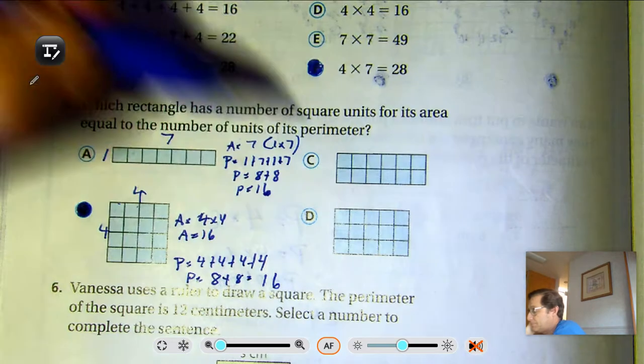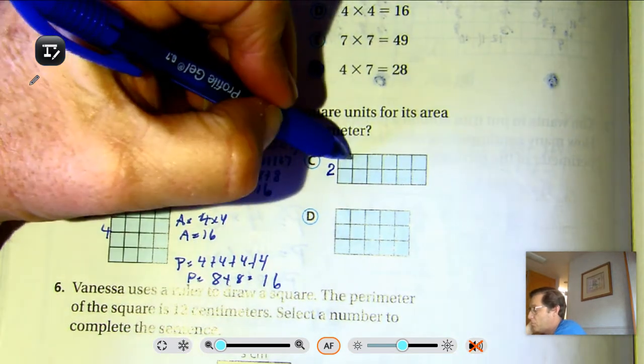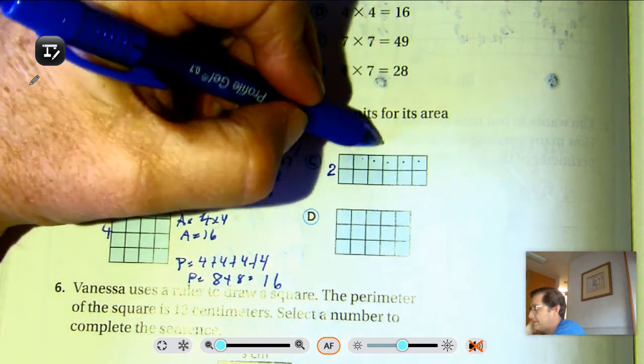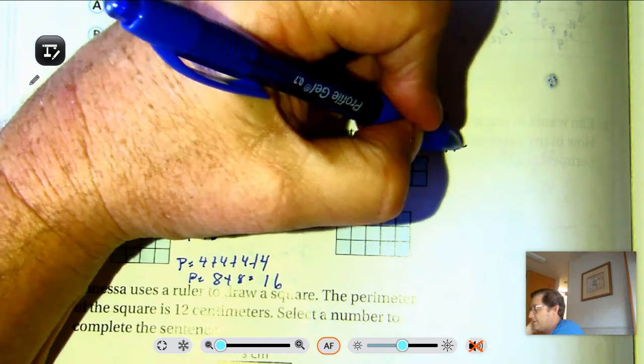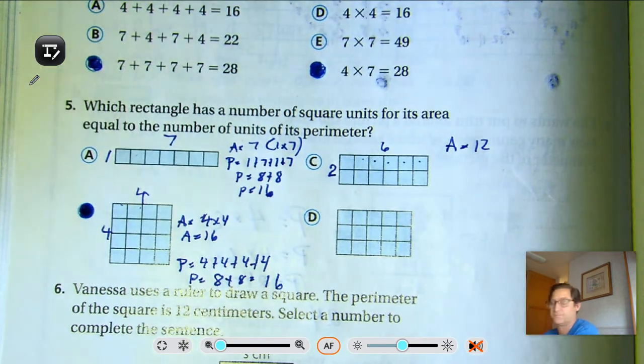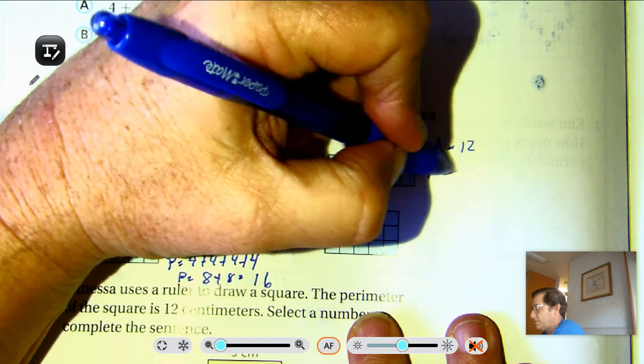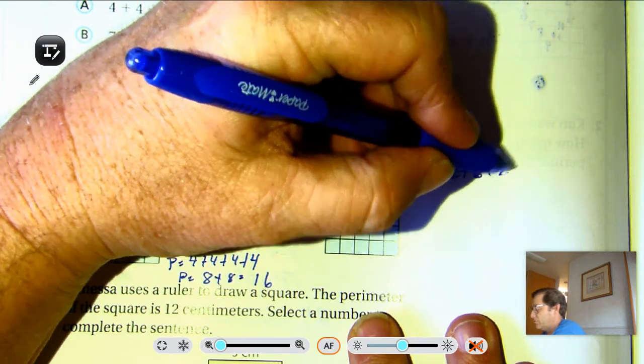C, 2 by 1, 2, 3, 4, 5, 6. 2 by 6. So the area of that figure is 12. The perimeter is 2 plus 6 plus 2 plus 6.